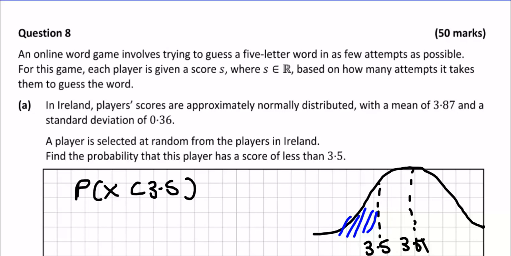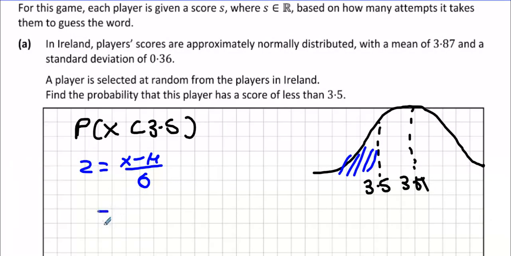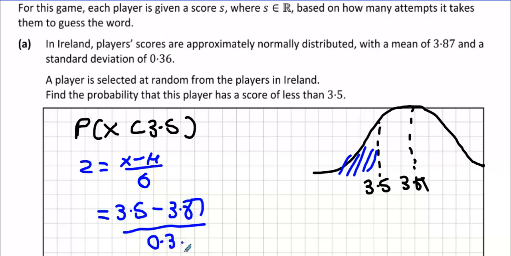Okay, so here's what we're going to do. We're going to use a standard z-score. We're going to use z equals x minus mu all over the standard deviation. We're then going to put in 3.5 as our score, take away 3.87, and divide by 0.36. We're going to get a z-score of minus 1.03. So this diagram now changes into a z-score of minus 1.03.